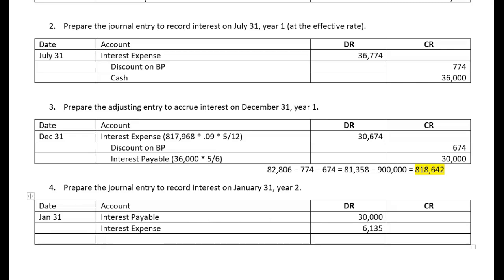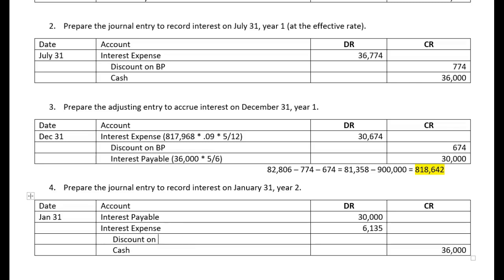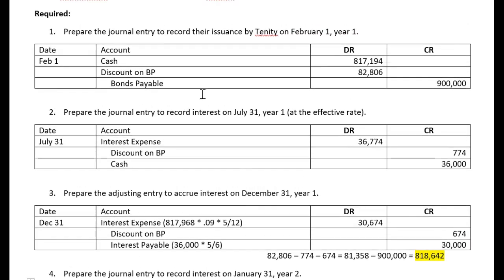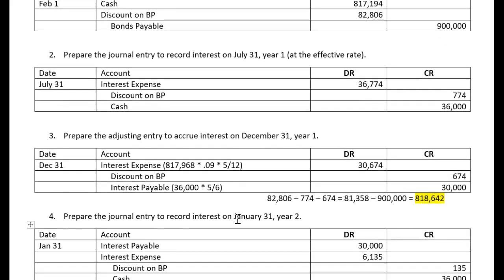All right, and then that brings us to our cash payment. Now, again, I apologize, you'll add a line there. Remember, every 6 months, no matter what, we're going to pay out the $36,000. So where does the difference go? Well, that's that 1 month of discount that we need to then go in and amortize. So we're going to hit that discount on bonds payable, and that leaves us with $135 in discount to amortize. So hopefully that gives you an example of how to record a bond when it crosses a year end.